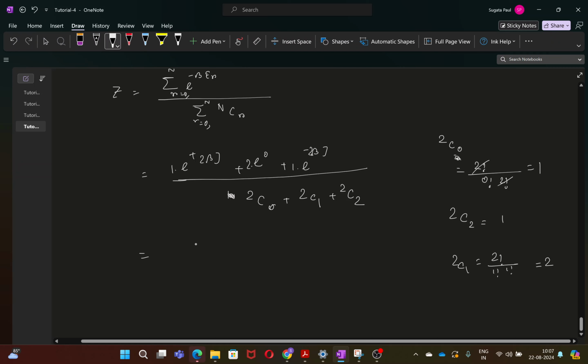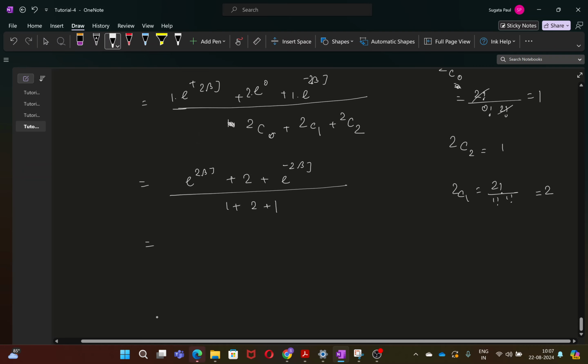So the whole thing becomes e to the power of plus 2 beta j plus 2 into e to the power 0, which is 1, plus e to the power of minus 2 beta j, divided by 2c0 is 1, 2c1 is 2, and 2c2 is again 1. So it is 2 plus 1 plus 1, that means 4. So the total partition function expression is 1 by 4, 2 plus e to the power of plus 2 beta j plus e to the power of minus 2 beta j.